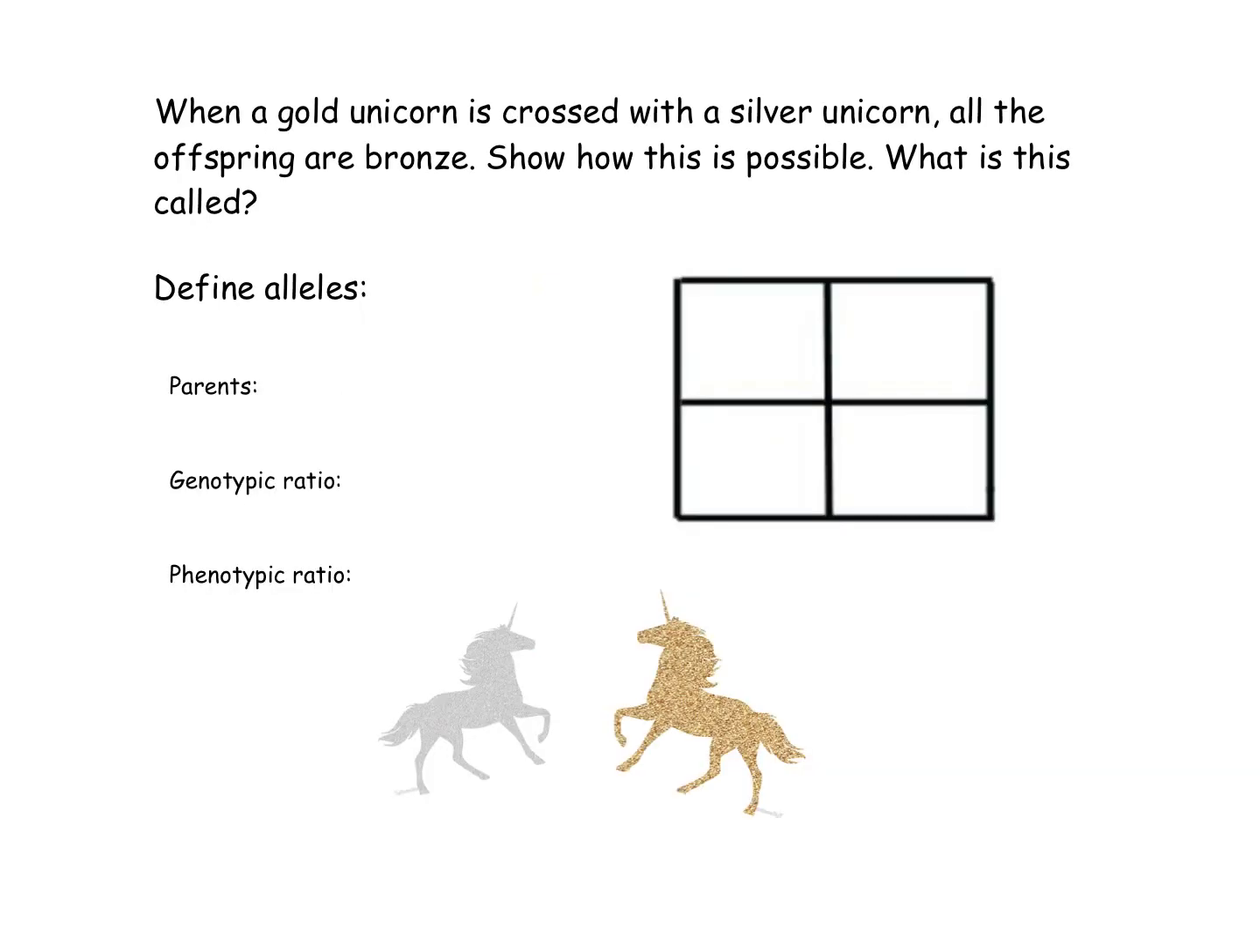Let's put this into a Punnett square. So it says gold is crossed with a silver unicorn and all of them are bronze. Because we're getting a mixture of them, gold is not completely dominant over silver, silver is not completely dominant over gold. We call this incomplete dominance.